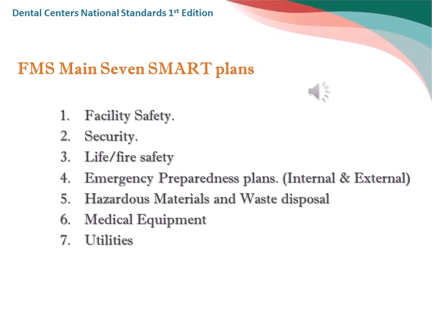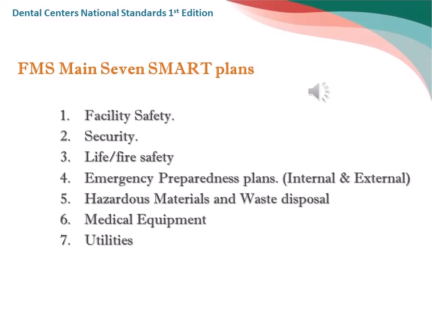This slide shows you the 7 pillars of FMS generally in all healthcare. Whether it's a hospital or a medical center, you need to have these 7 plans: facility safety, security, life and fire safety, emergency preparedness plans, internal and external, hazardous material and waste disposal, medical equipment, and utility. So the center management needs to have these 7 plans. We don't mind if they are combined in one plan or they are separate plans, but at least we need to see from the center that it has an objective on these plans.